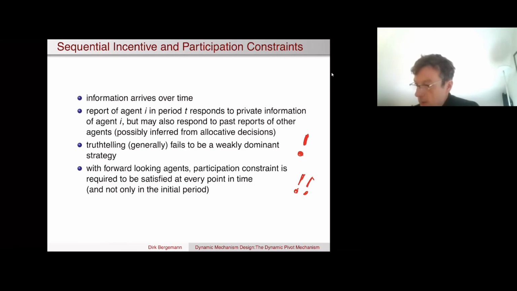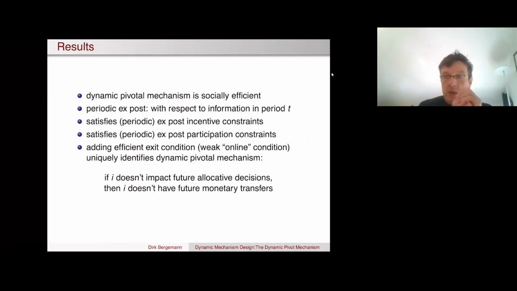Excellent. So let me give you just a brief snapshot of what I'm going to try to establish for you and what I'm going to show you today. And then we're heading right into a statement of the model, and then we're starting with the analysis. Okay, so we're going to show you that a dynamic version of the pivot mechanism is going to allow us to implement the allocation in a socially efficient manner. This is sort of a surprising result given the complexity of dynamic decisions.